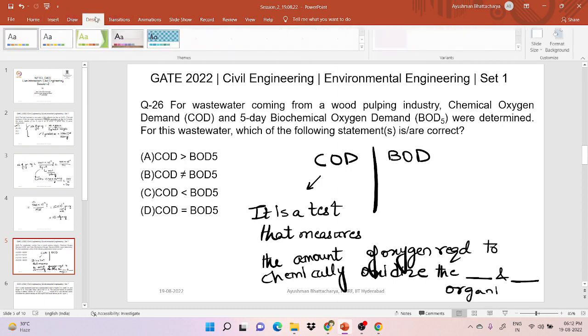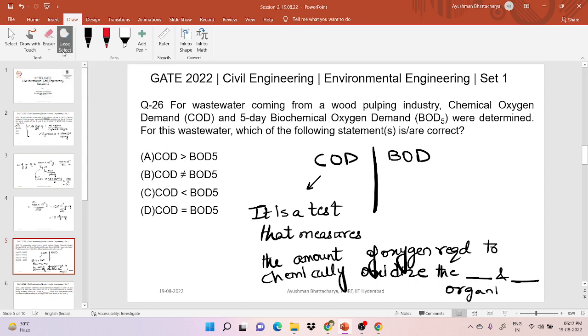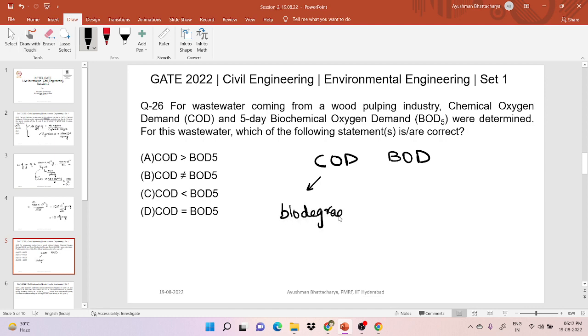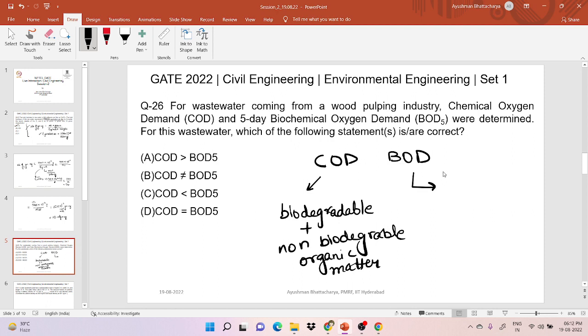So here COD is a test that measures the amount of oxygen required to chemically oxidize the biodegradable plus non-biodegradable organic matter, whereas BOD is a measure of the amount of oxygen required by microorganisms to break down the biodegradable organic matter that is present in the wastewater. Only biodegradable organic matter.